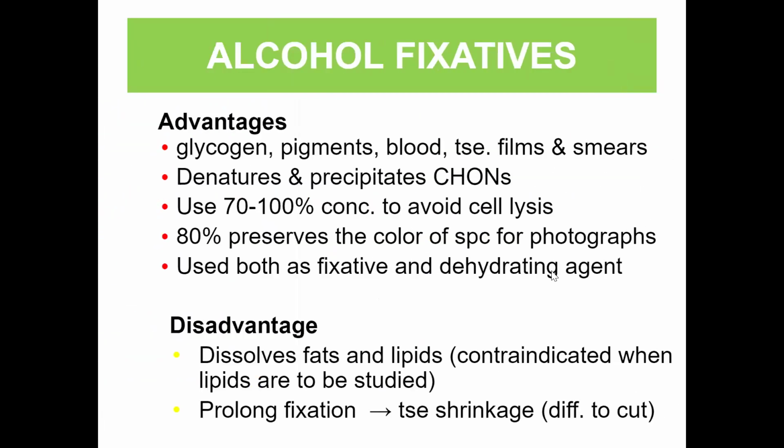Next are alcohol fixatives. Advantage: it is used for your glycogen, pigments, blood tissue films, and smears. It denatures and precipitates protein. The usual concentration is 70 to 100% to avoid cell lysis. However, you can use 80% alcohol to preserve the color of the specimen for photographs. So your alcohol can be used as both a fixative and a dehydrating agent.